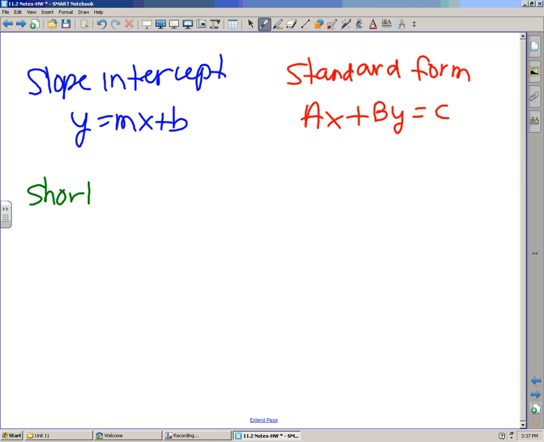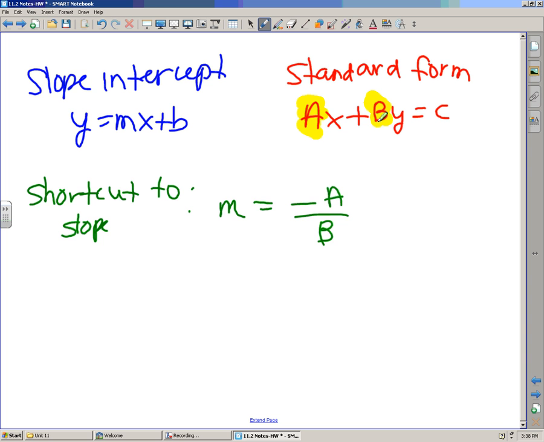Shortcut, and this is what I'm going to use pretty often, shortcut to slope is going to be this. Slope equals negative a over b. That means if you happen to be in standard form, instead of having to put the equation into slope-intercept, all you need to do is take whatever the value is attached to x, which is your a, take whatever is attached to y, which is b, and then do the negative of a over b. So I'll probably use that a lot. It just makes it a little bit quicker. So you can choose to do the slope how you want, basically.